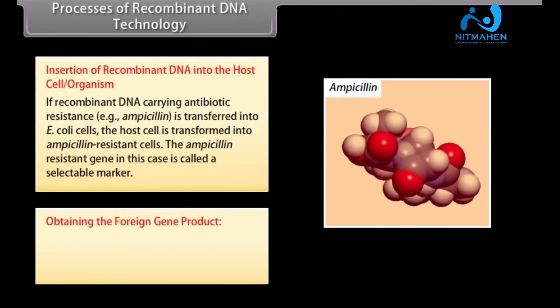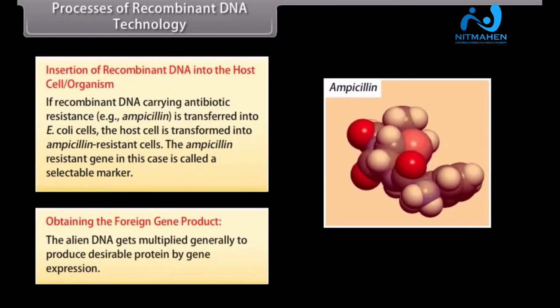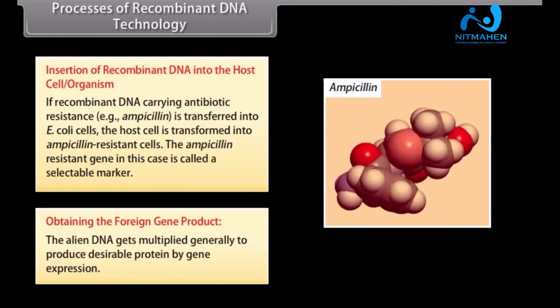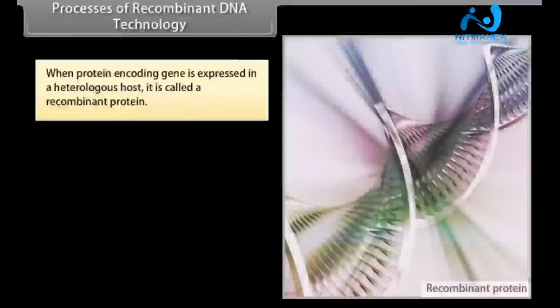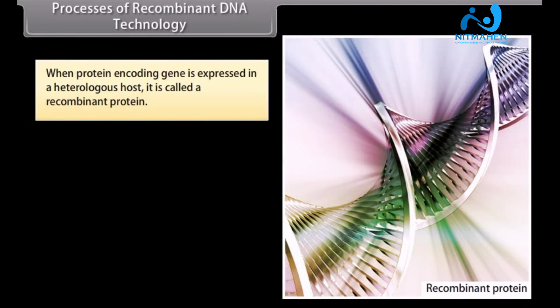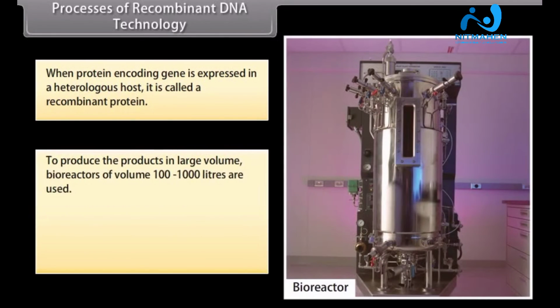Obtaining the foreign gene product. The alien DNA gets multiplied generally to produce desirable protein by gene expression. When a protein-encoding gene is expressed in the heterologous host, it is called a recombinant protein. To produce products in large volume, bioreactors of volume 100 to 1000 liters are used.